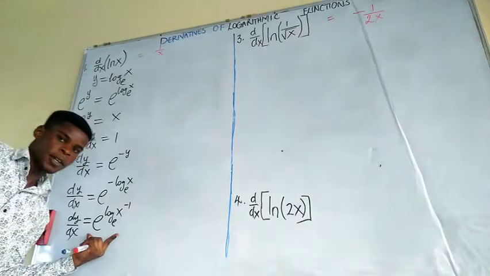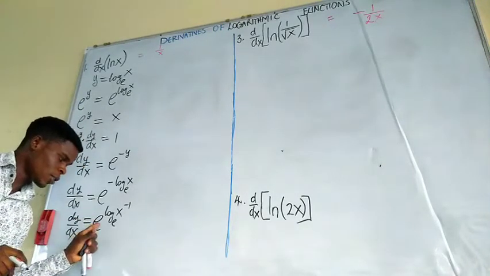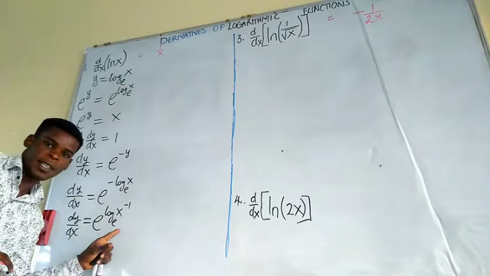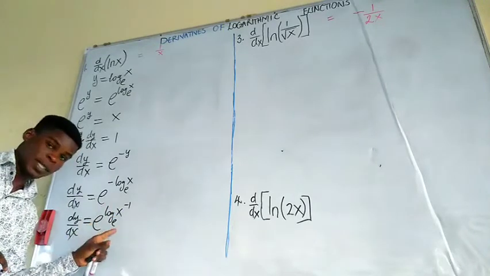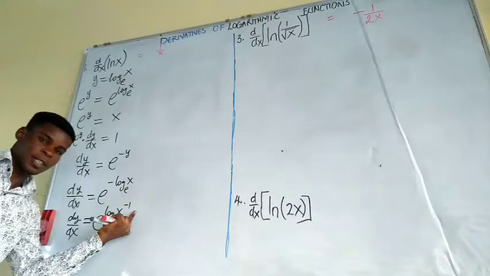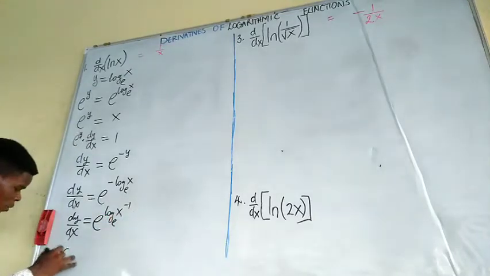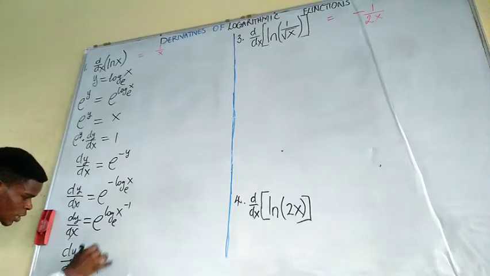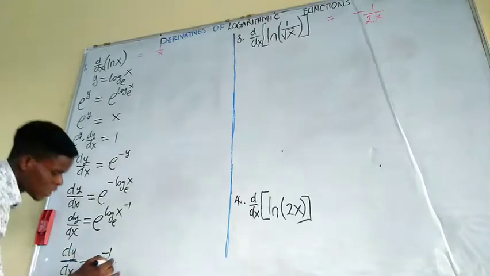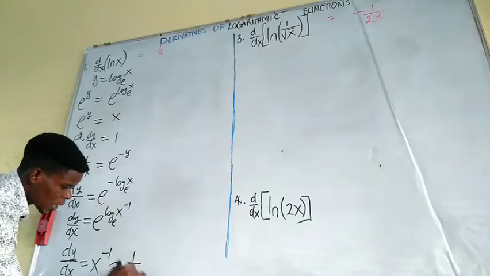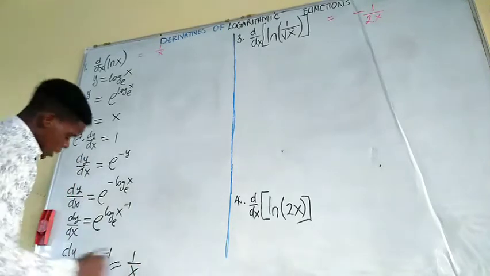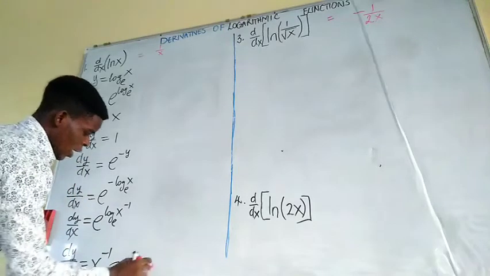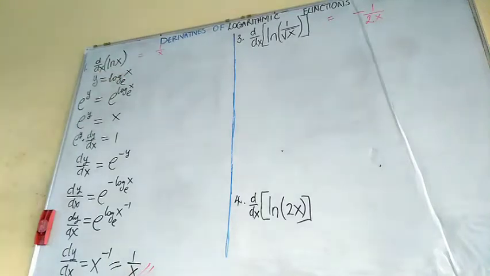Well, here again we have e to the power of log of x to base e. So we can take x to the negative 1 power. That means that dy/dx is becoming x to the negative 1 power, and this in fraction can be written as 1 over x, and this is the answer, like that.